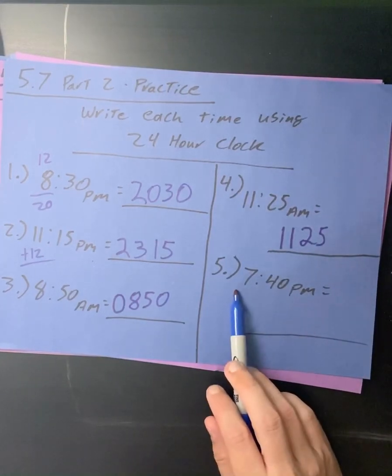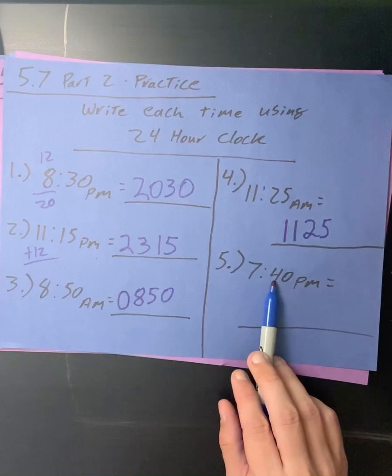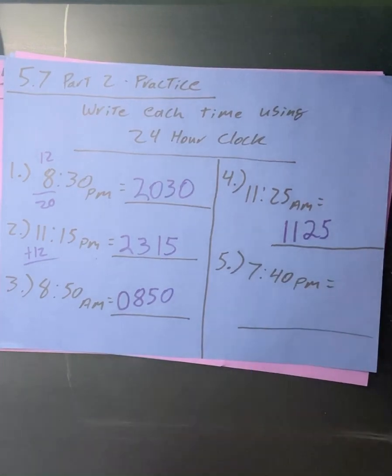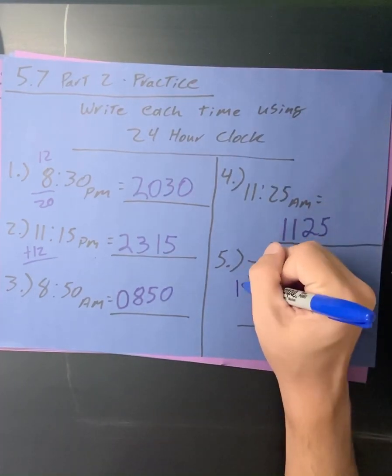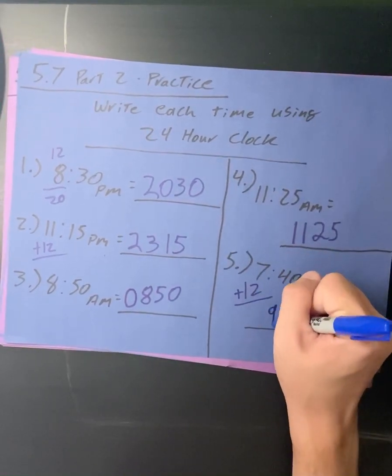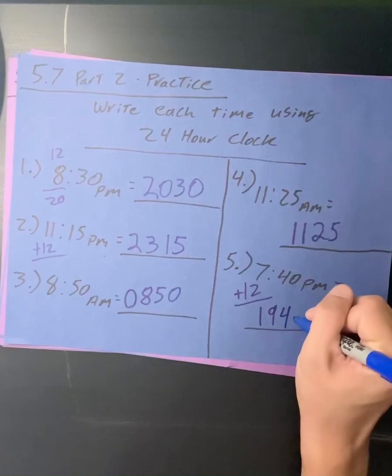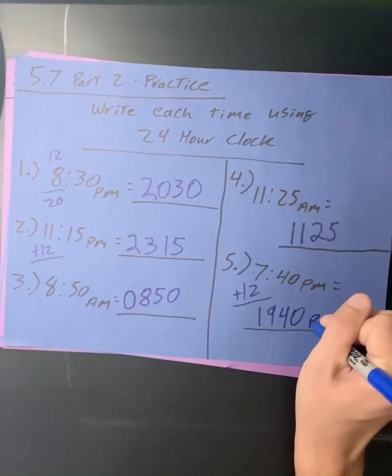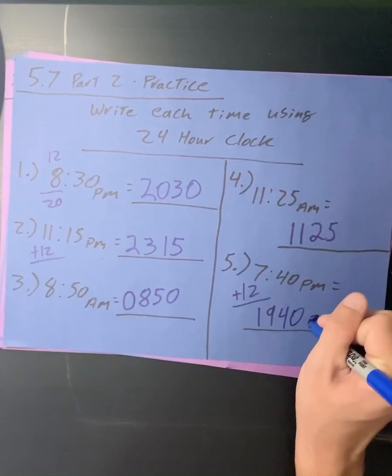Okay, last practice one. 7:40 p.m. in 24-hour time. Because it's p.m., I add a 12 up front. 7 plus 12 is 19. So I have 1940 hours. No need to put a p.m. at the end.